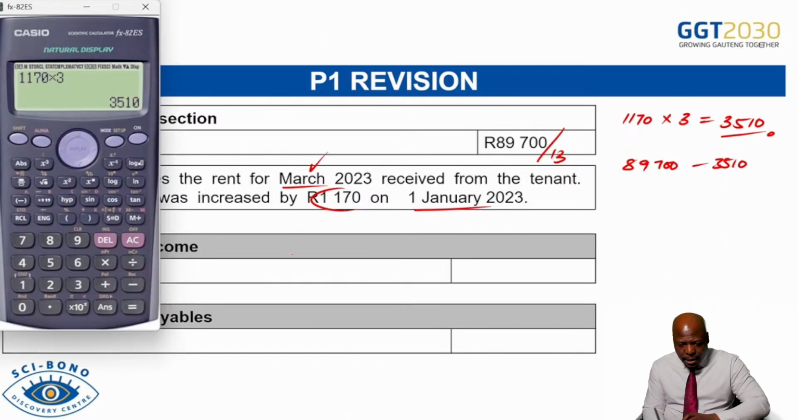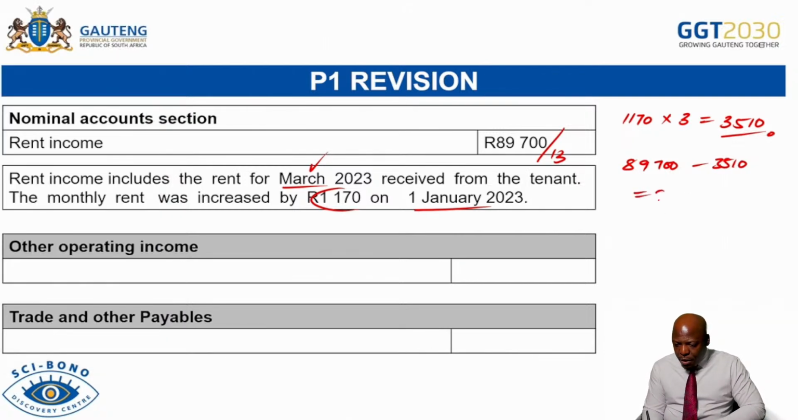All right. Let's see. So I will come and say 89,700. That's 89.7. Then I'll say minus 3,510. That's going to give me 86,190. Okay, so I end up with 86,190. With that 86,190, this then is the rent for 13 months without any increase. So I can divide this by 13 easily now.